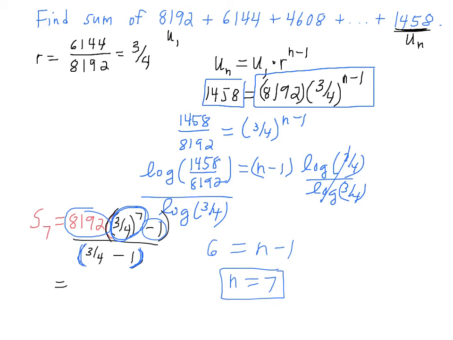All said and done, the sum of these 7 terms is 28,394.